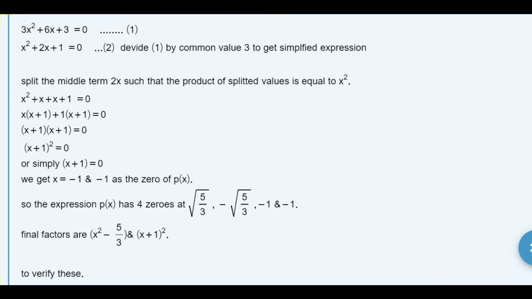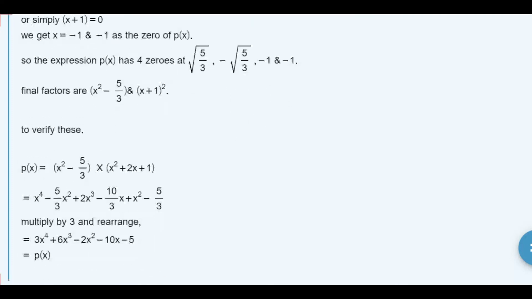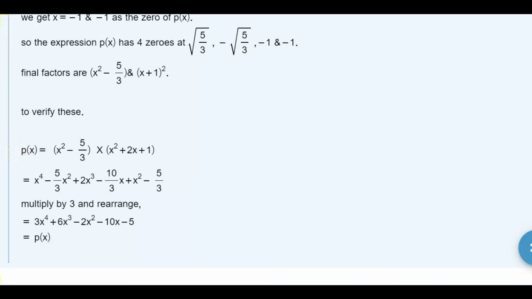In case you want to move further and verify the obtained factors, we just multiply them. When we multiply, we need to get p of x, the original equation, as the answer. So when we do that, as you can see, simple multiplication of these two factors results in the final p of x verified.